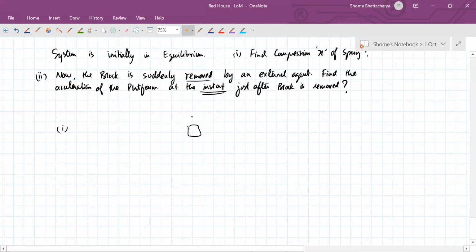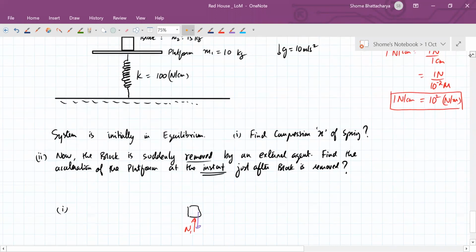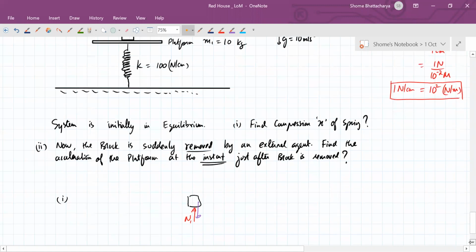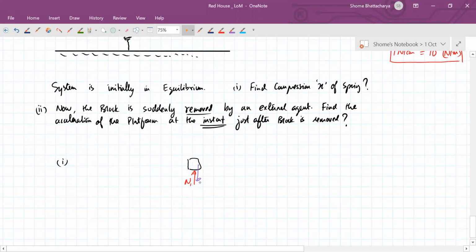Is block P, the platform is applying some normal reaction from below, let's say N1, and it has its weight, which is 15g, and it's at rest. Okay, this is the state of the block. So you have N1 is equal to 15g is equal to 150 newtons.